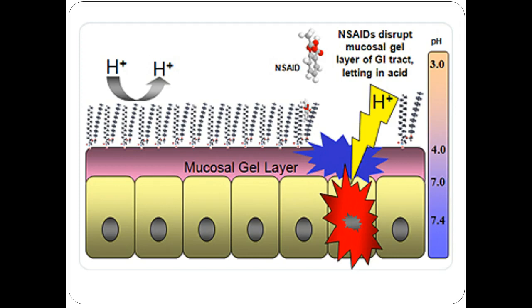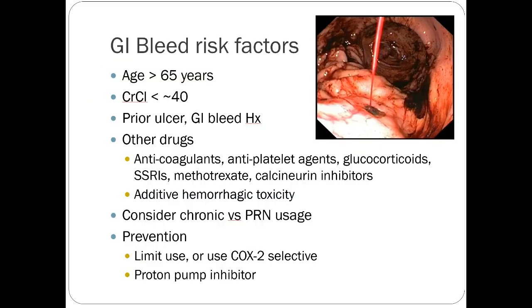All right, this really cool drawing with the lightning bolt hydrogen ion here is destroying the epithelial layer of the GI tract. NSAIDs disrupt the mucosal gel layer of the GI tract, which is where those good housekeeping prostaglandins take care of things. If you don't have that, you could possibly get an issue. Ultimately, acid gets onto the cells, causes cell death and damage, and then you get a GI bleed. Of course, that's not going to happen to everyone. It's not going to happen to most people that take NSAIDs.